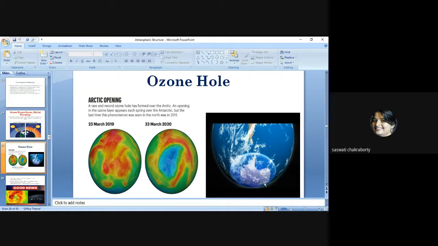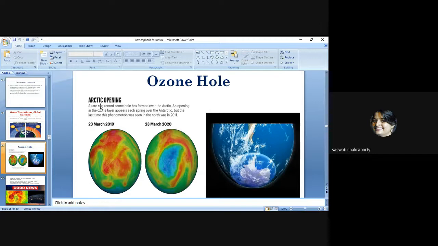This is the ozone hole depletion in Antarctica. This is the South Pole. And see, this is the ozone hole depletion. Can you see my cursor moving? Yes, ma'am. Through this, the UV rays will be allowed to enter, and that will have a negative effect on the organisms over the Earth's surface.